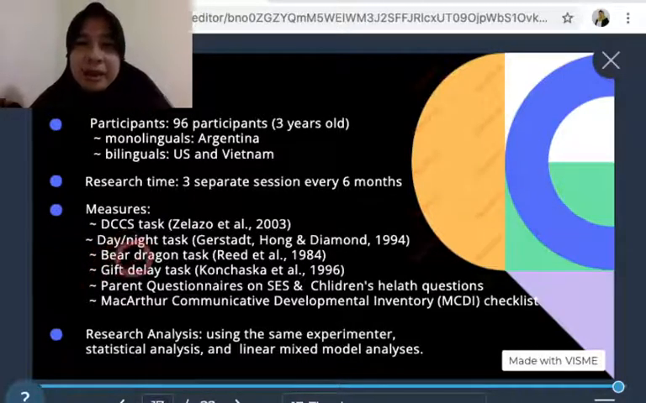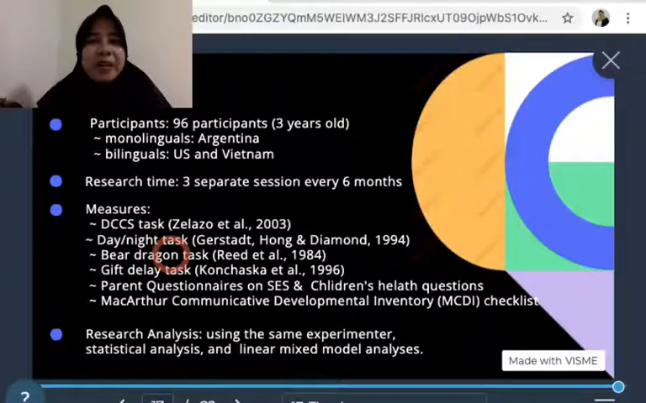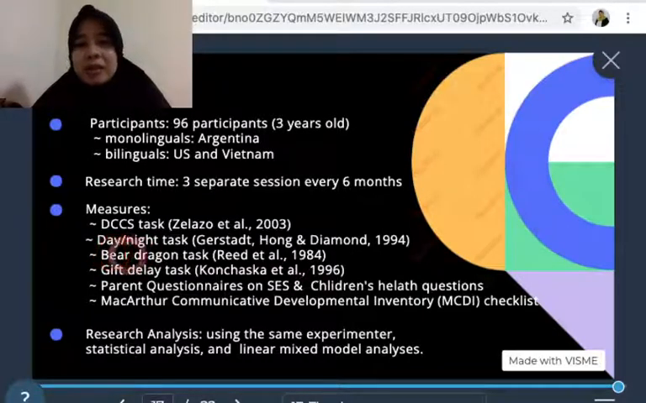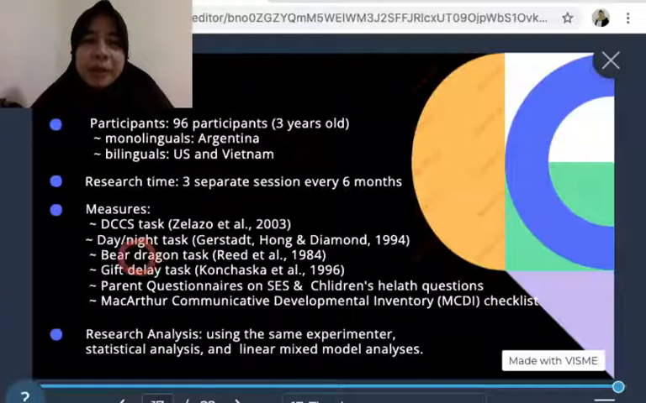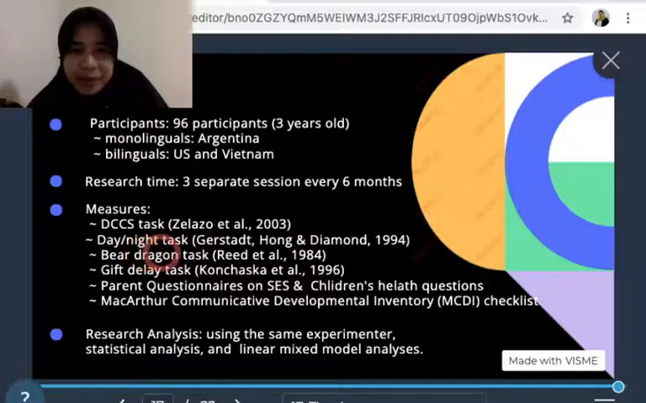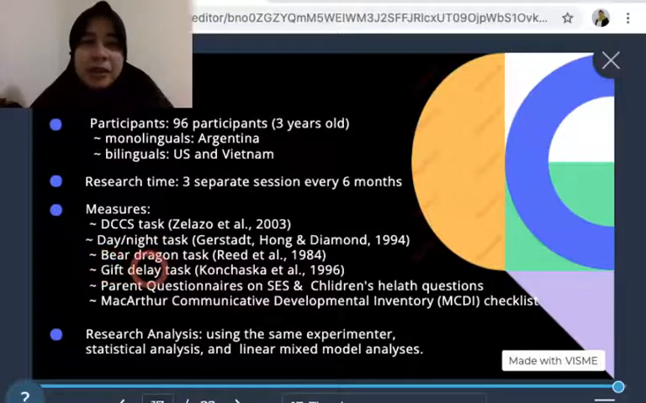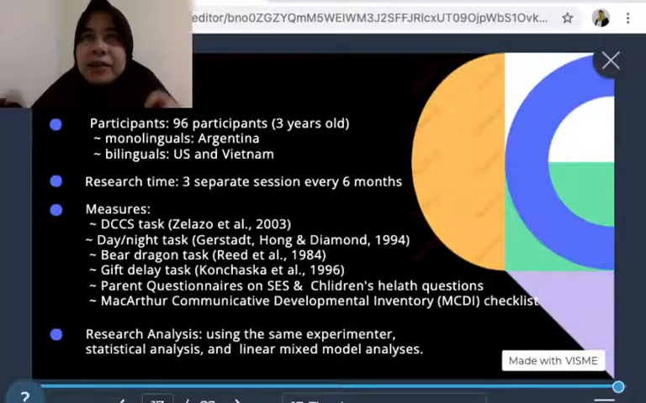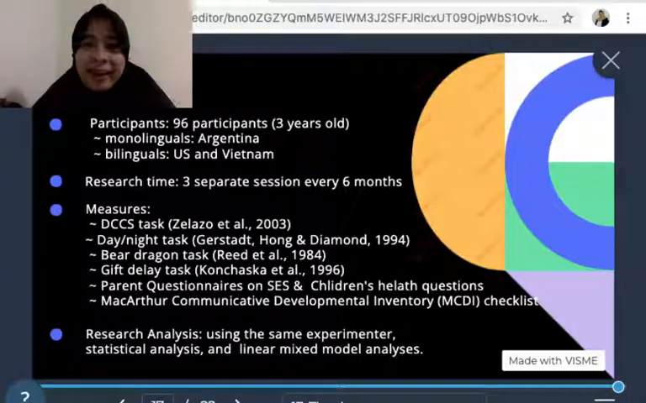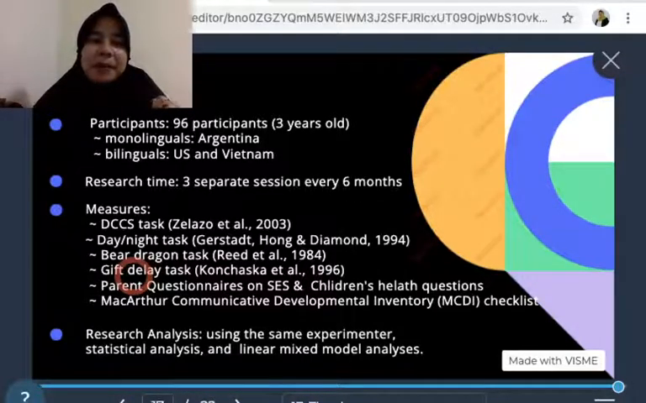Okay, and then bear and dragon is almost the same as day and night, with opposite stimuli, but the difference is only the verbal instructions. They just have to follow what Mr. Bear instructs, but they have to refrain themselves from moving when Mr. Dragon speaks. Okay, then gift delay is actually about giving a gift from the experimenter to the participant, but it is unwrapped. So the experimenter needs 60 seconds to wrap the gift, and the participants have to look away and refrain themselves from picking up the gift.